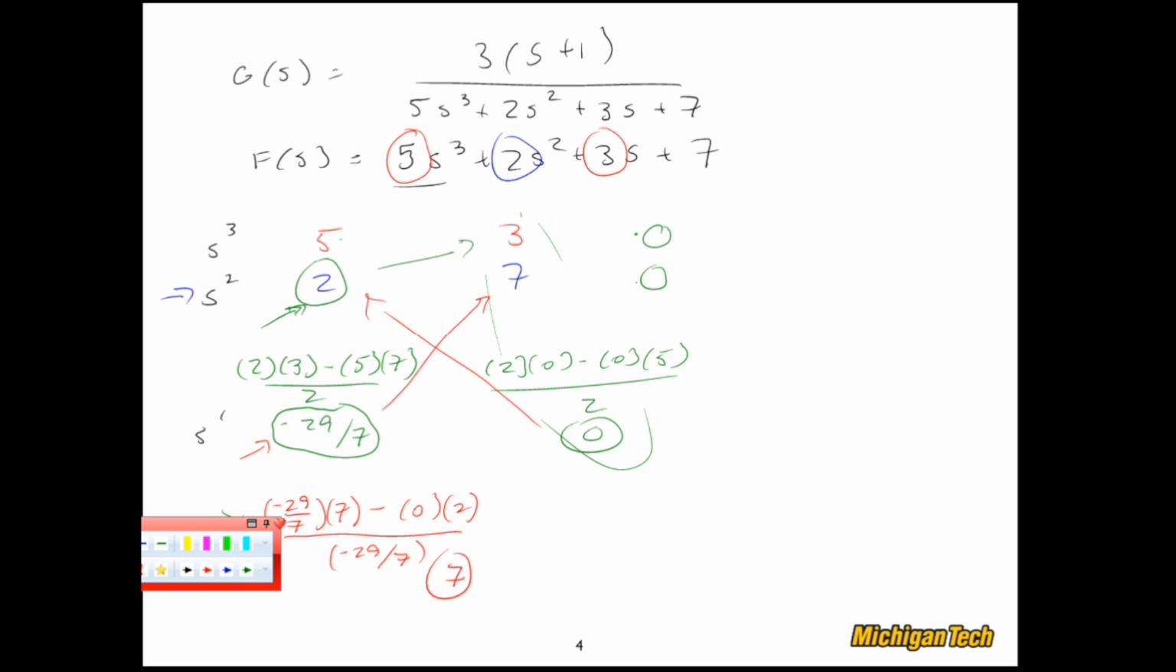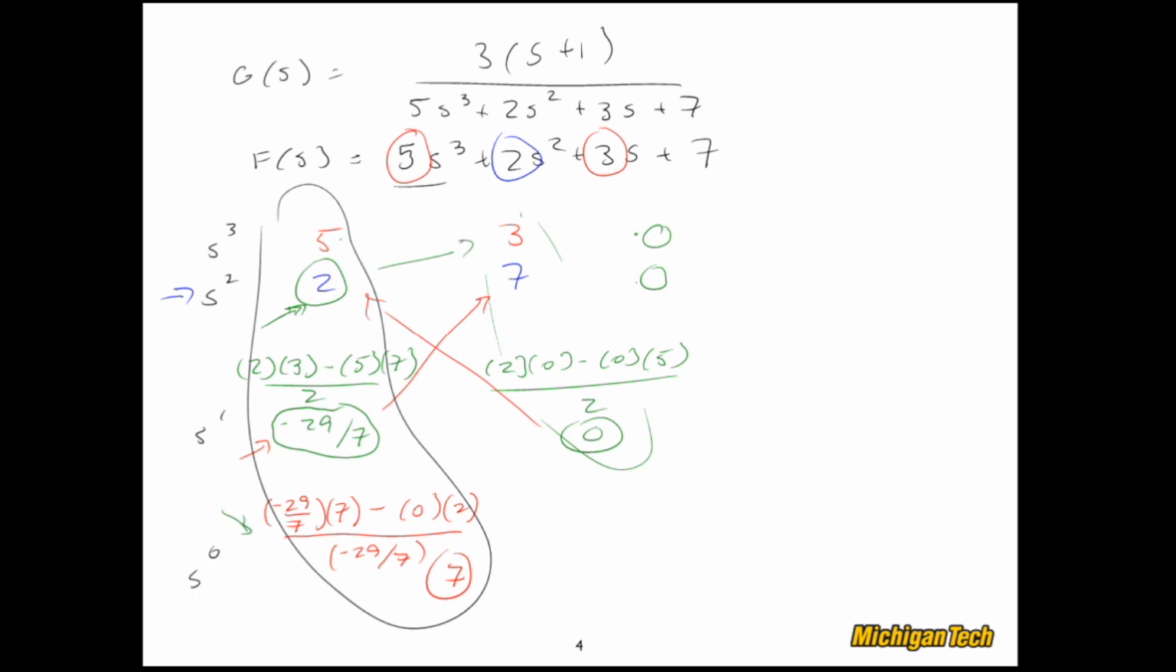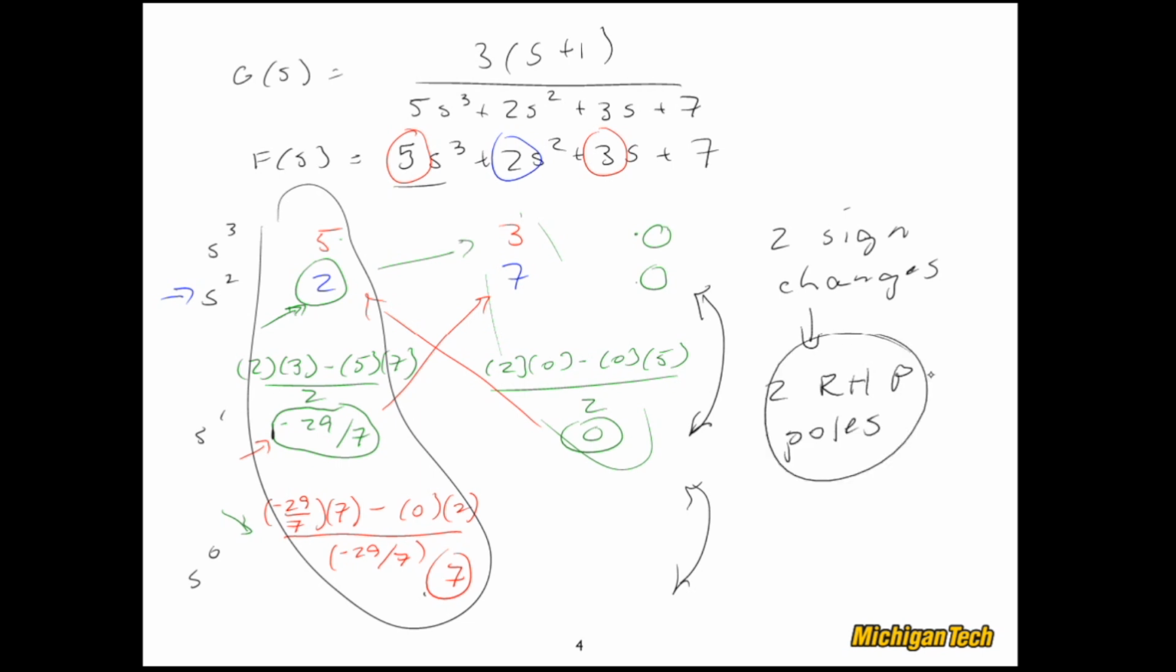Now, to wrap this up, the analysis I need to do is of this first column. And what I see here is I have a positive 5, positive 2, a negative 29/7, so I have a sign change here. And then I go from negative 29/7 to 7, so I have another sign change. So I have two sign changes, and what that tells me is that I have two right half plane poles. The system is definitely unstable, and I know that I have two poles in the right half plane.